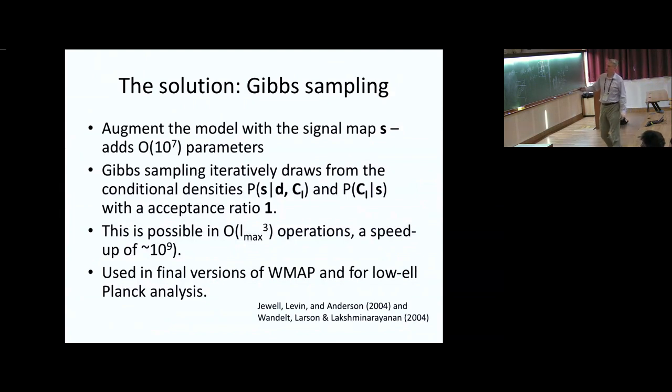So this is the only known way. That's not true. There's since been other techniques that I will talk about in a minute, but this is the first way that was shown to do exact statistical analysis of the power spectrum and the signal map given a CMB dataset. So this is used in WMAP and Planck analysis.